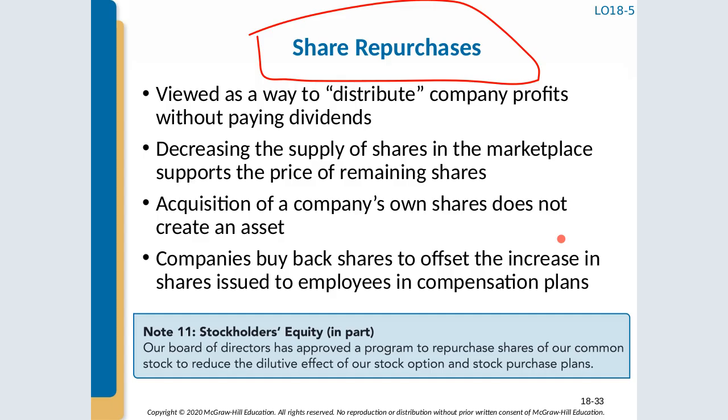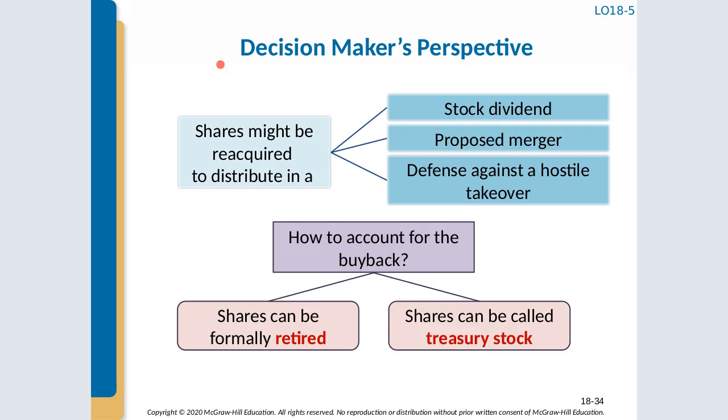So giving them shares is also a form of compensation. Okay, so there are different ways or reasons for a corporation purchasing its own shares. Shares could be reacquired to give a stock dividend. So instead of paying them a cash dividend, I could give them stock in exchange.